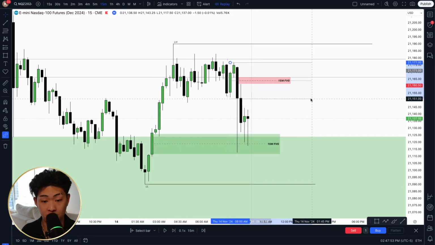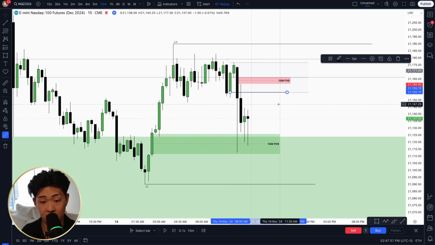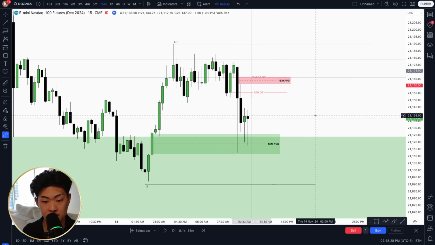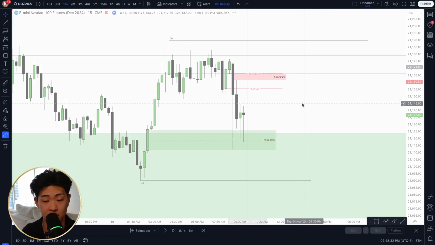I can also mark out this 15-minute order block because we do have this as well. So we do have a bearish order block, and then up here would be the order block mean threshold. So we got those two levels mapped as well. So now we can drop down to the lower time frame charts.